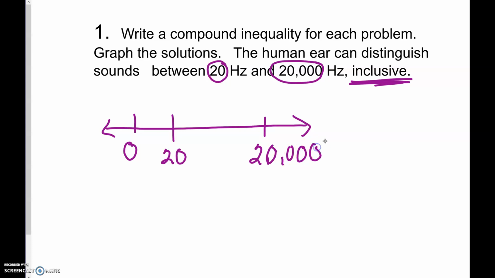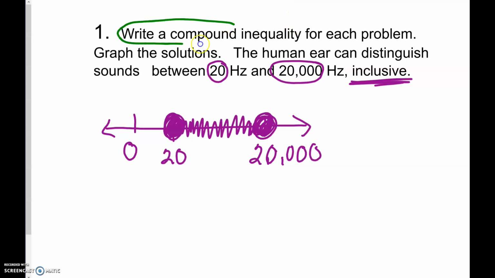And it says it's going to be inclusive. So we are including all of the numbers between these two. And with it being inclusive, that means we're going to include it. So we are going to have closed shaded circles in here. So we are going to shade these in. They are closed circles. Okay, now I like to write my compound inequality.